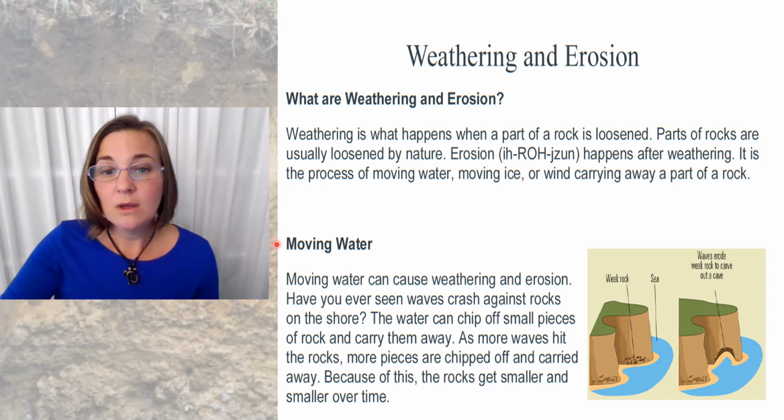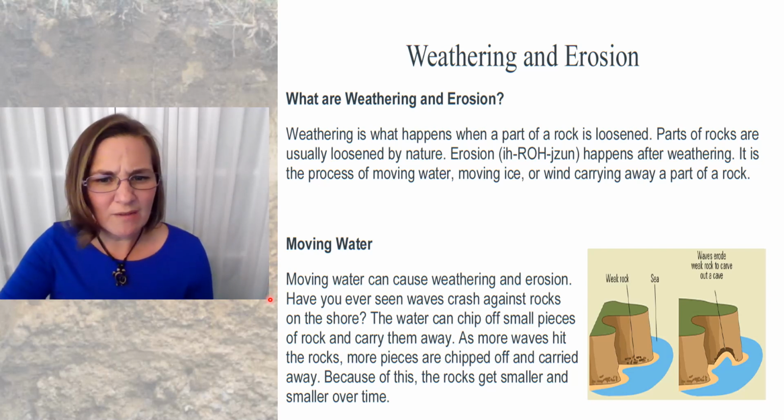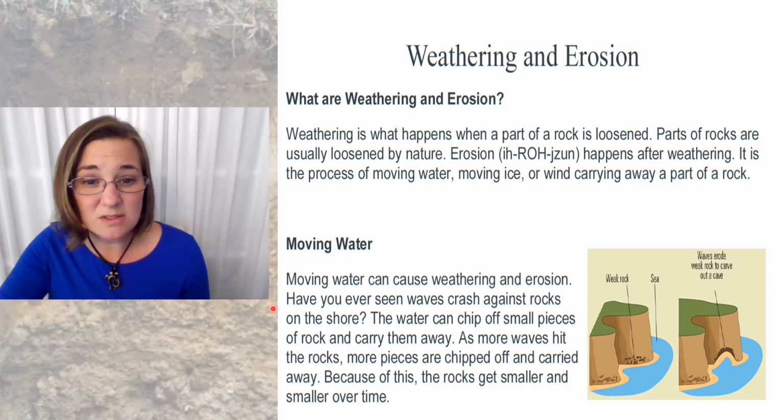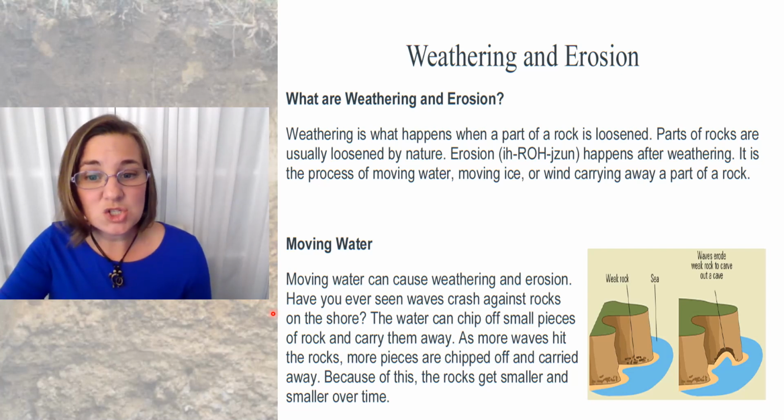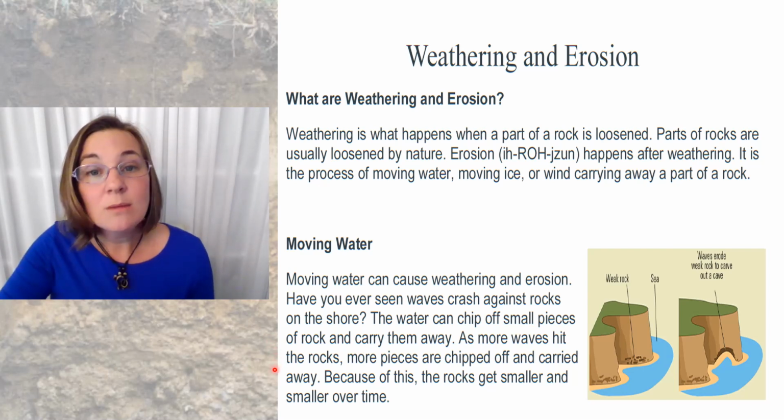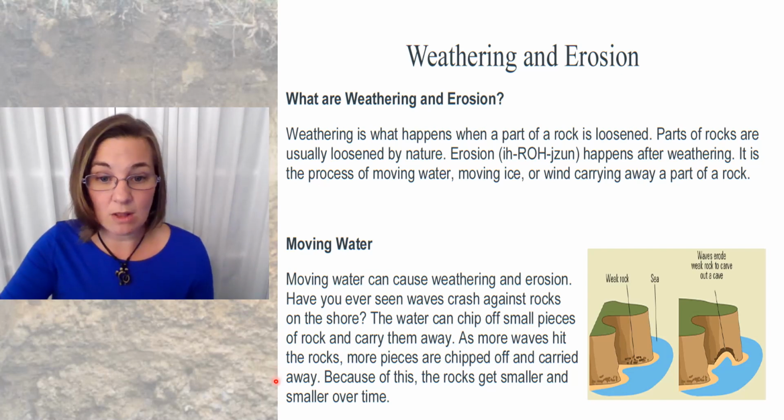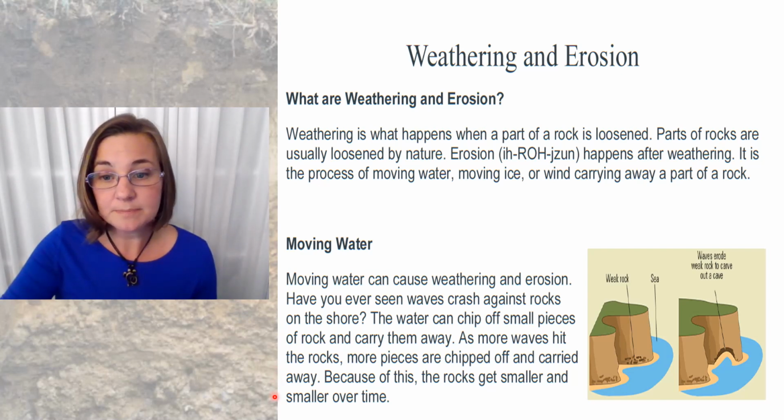Moving water. Moving water can cause weathering and erosion. Have you ever seen waves crash against rocks on the shore? The water can chip off small pieces of rock and carry them away. As more waves hit the rocks, more pieces are chipped off and carried away. Because of this, the rocks get smaller and smaller over time.